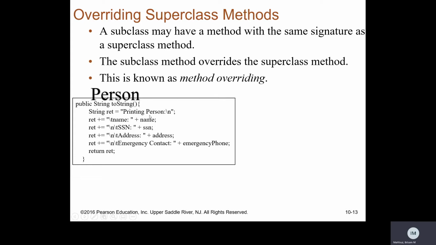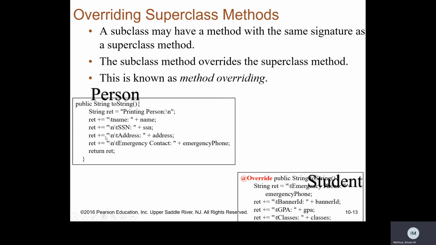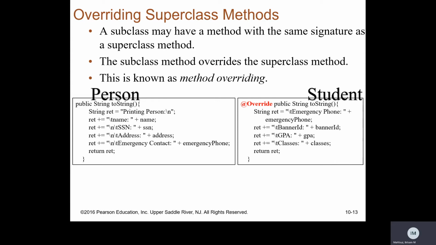Let's say the Person class, whoever implemented the parent class Person, had this implementation. They have the name, social security number, address, emergency contact, whatever the class contained. Now the child class Student wants to implement its own toString method. It doesn't want to only print those four pieces of information. It wants to print extra pieces of information like the banner ID or GPA or a list of classes, whatever is being stored in Student. So you can do that. A child class can override a parent class method.